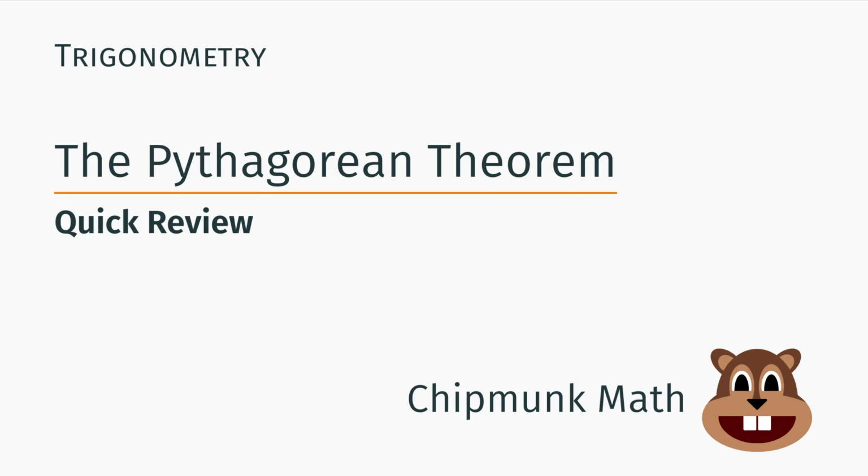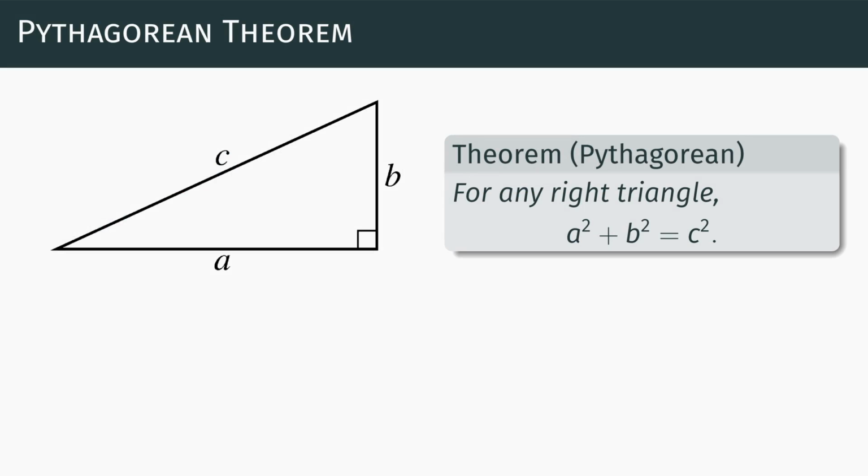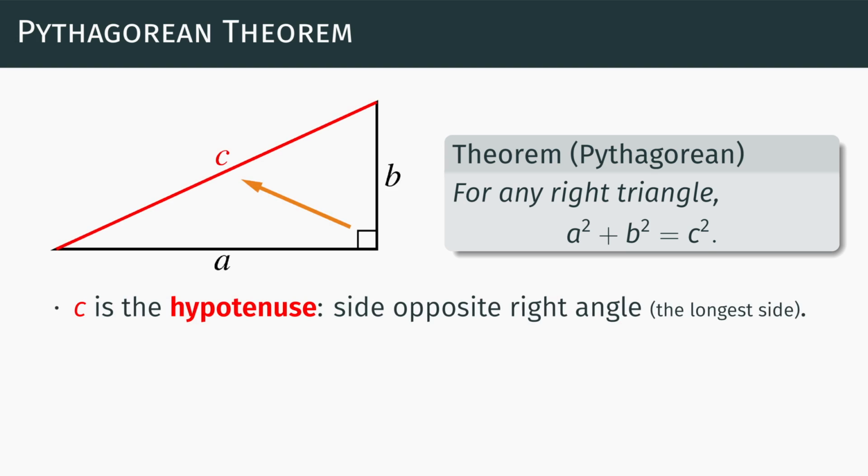In this video we're going to do a quick review of the Pythagorean Theorem. So, what's the Pythagorean Theorem? For any right triangle, a squared plus b squared equals c squared. What do those letters mean? Well, c, let's start with that one, that's the hypotenuse, the side that's opposite to the right angle, and that's always the longest side in your right triangle. As for a and b, they're just the other two sides that aren't the hypotenuse.